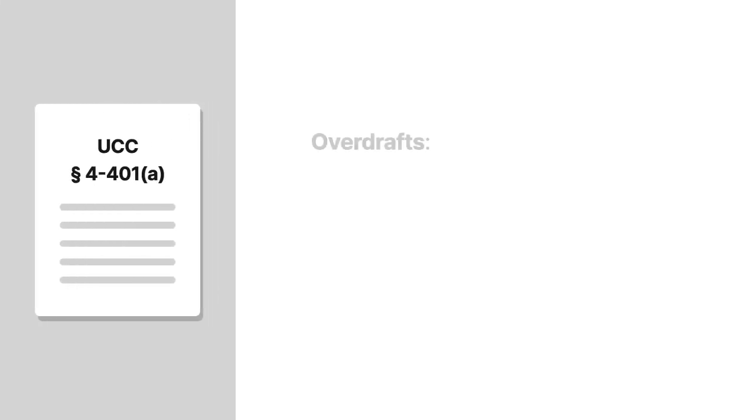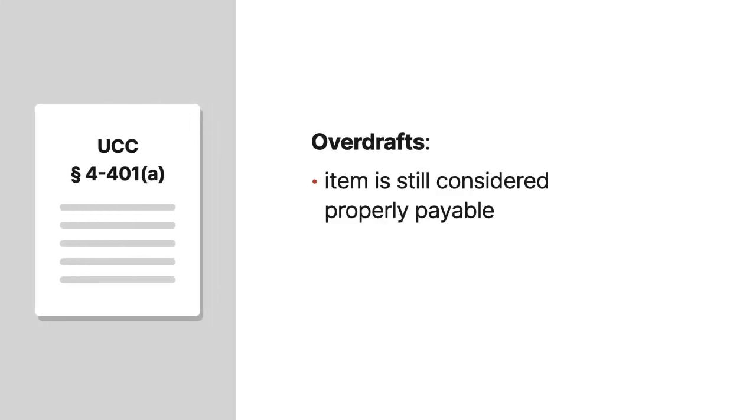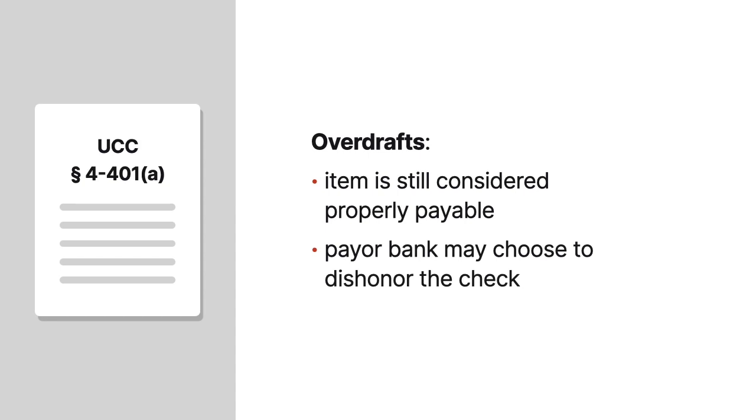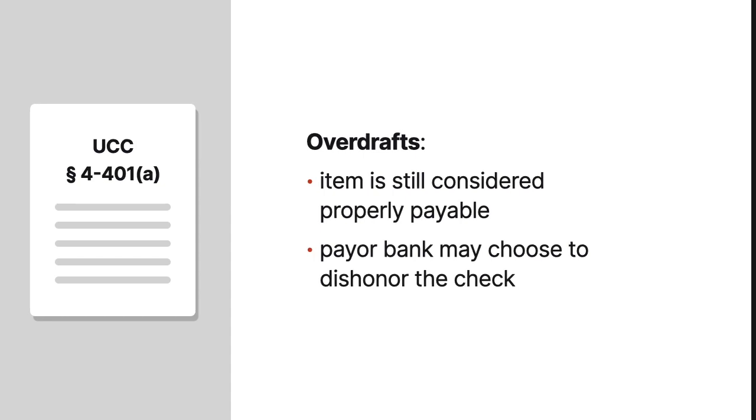It's worth noting that an item is still considered properly payable even if honoring the item would create an overdraft. However, the payor bank is under no duty to pay an otherwise properly payable item that would create an overdraft. Instead, the bank may choose to dishonor the check.